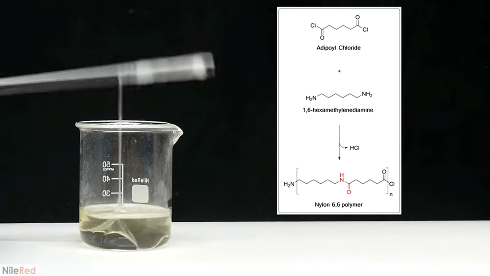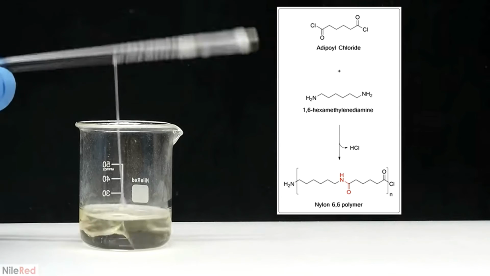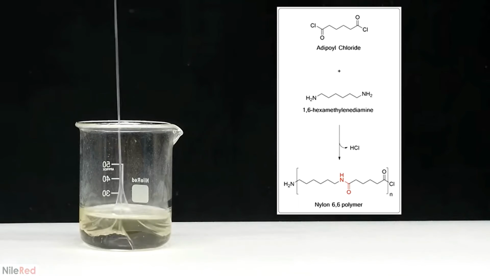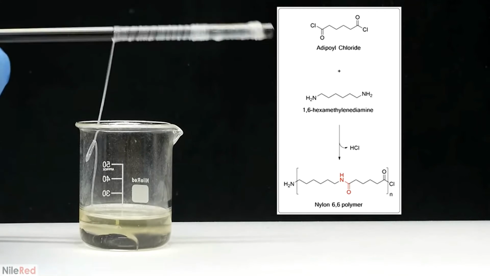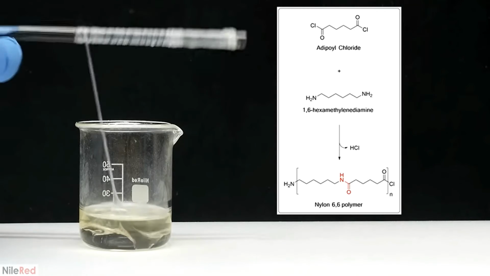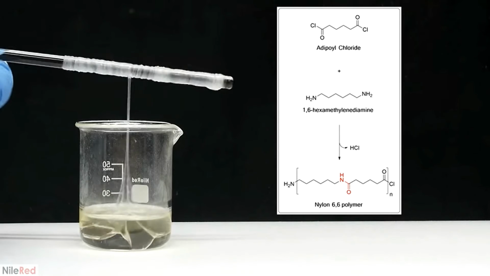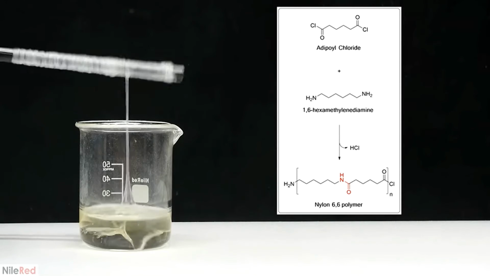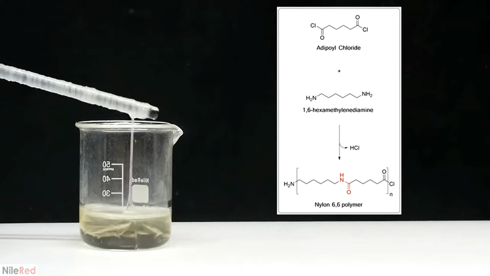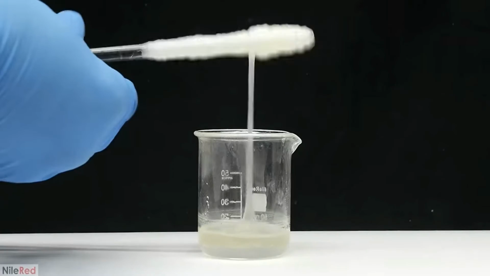So now to talk a little bit about what's going on here. When the adipoyl chloride comes in contact with the hexamethylene diamine, it reacts to form an amide bond. However, on one end of this newly formed molecule, we have an acyl chloride, and on the other, we still have a free amine. So now the reaction can repeat itself, and it keeps doing this over and over to form a very large molecule known as a polymer. Oh, that's cool.